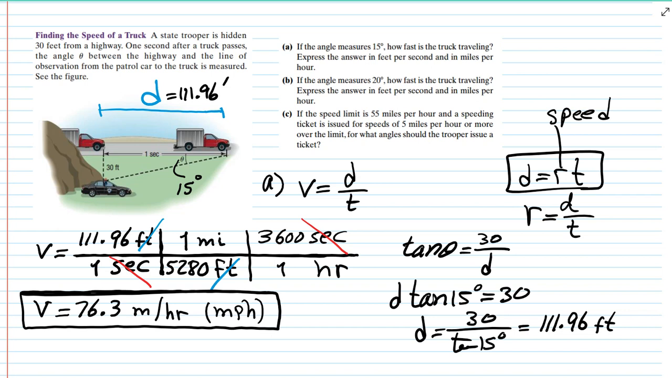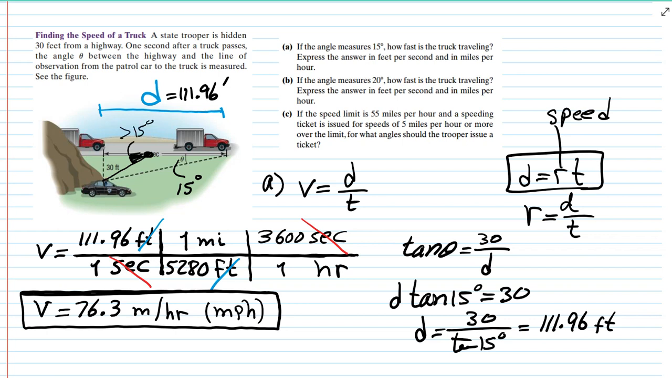Now in part B, it says if the angle measures 20 degrees, how fast is the truck traveling. Now, just kind of get a feel for this, whether the answer is going to be, is the truck going faster or slower? I'm going to move the truck about half the distance now. And this is the angle. Clearly, this angle that I have is greater than 15 degrees, right? Whatever that is, I know it's bigger than 15 degrees.